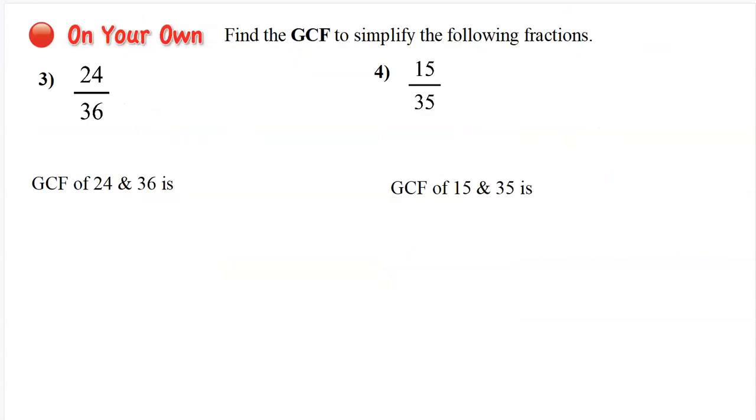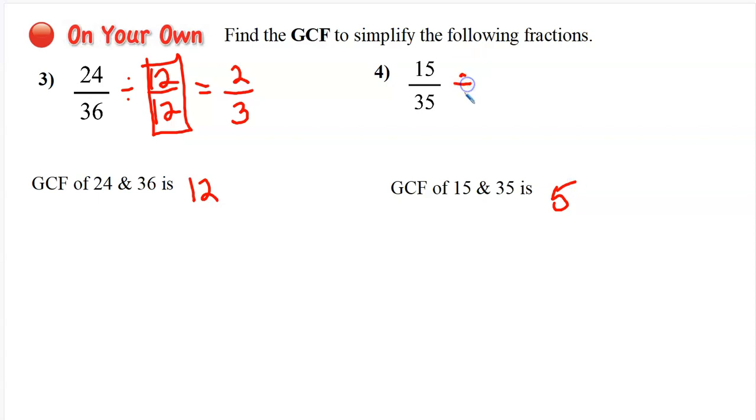Okay, you've got 2 OYOs to do, and then I'm going to show you the homework. Okay, go ahead and pause the video. Try these on your own. Greatest common factor, 24 and 36 is 12. So I'm going to divide by 12 over 12. And I get 2/3. Okay, 15 and 35, those look like pretty big numbers, but the greatest common factor is 5. So I have to divide by a giant 1, which is 5 over 5. And I get 3/7.